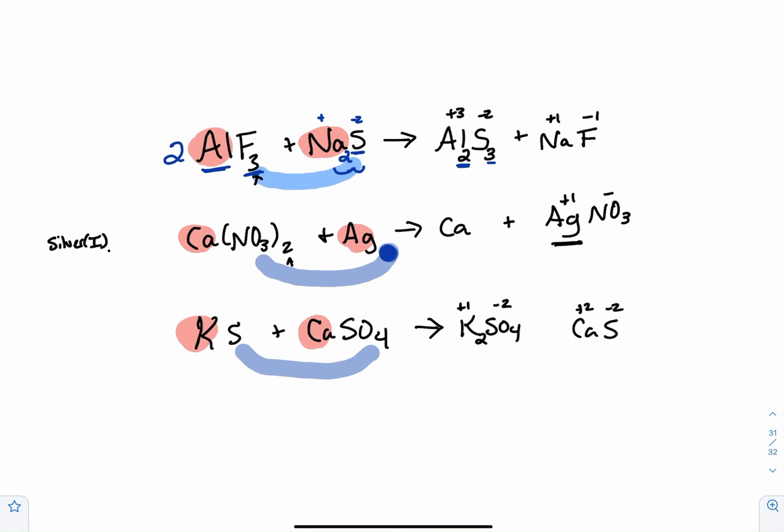So if I do that, then I've got a total of 6 fluorines. So I'm going to make that a 6. And then can I fix my sodium? Yeah, I can make that a 3. And then my sulfurs are balanced already.